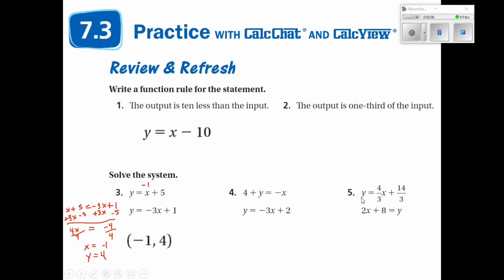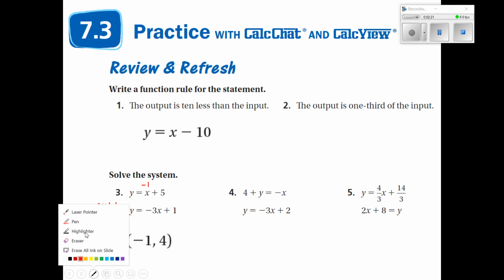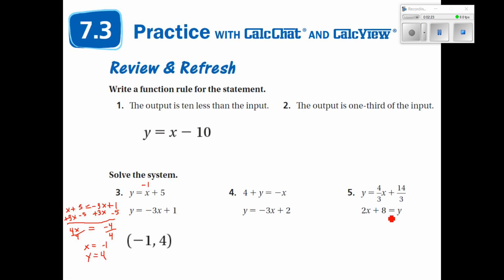All right, let's try number 5. We're going to do the same thing. I'm not going to go ahead and make a big thing of this. We know, again, we've got to put x in order here and y in order. So I'm going to go ahead and put my y in front here. And if y is this, then I know that 2x plus 8 is y. Now I'm going to go ahead and put y equal to 4 over 3x plus 14 over 3.